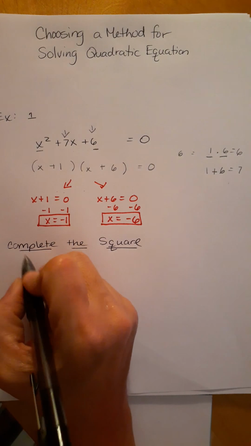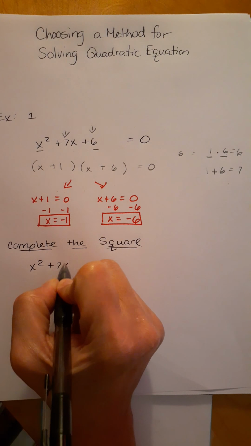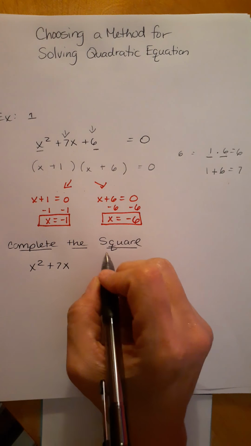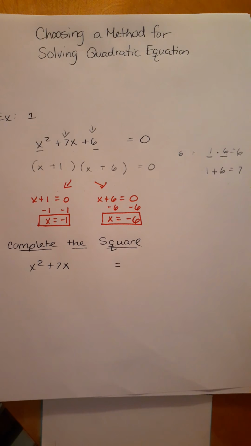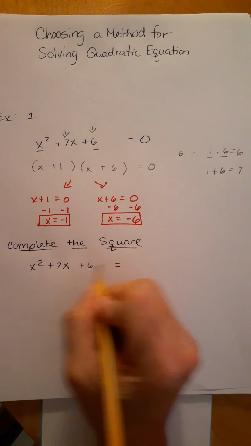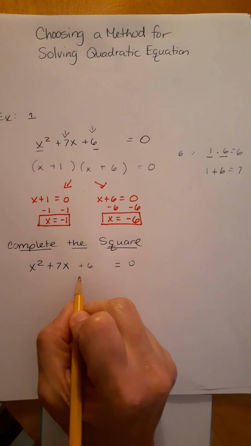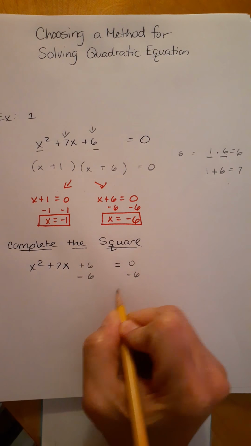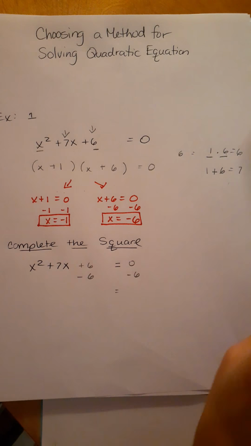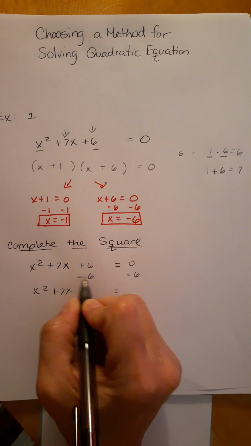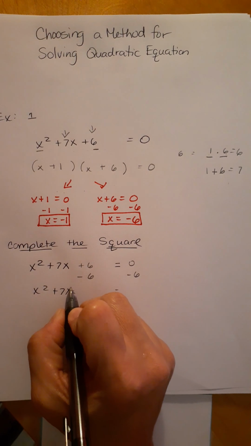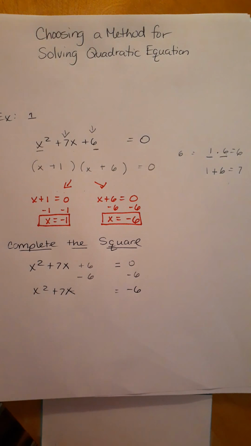I'm going to write x squared plus 7x equal to, now, let me start. This is plus 6, and that's a 0. To complete the square, I'm going to move that 6 over. Okay? That will give me x squared plus 7x. 6 minus 6 will go to 0, canceled out, and this is negative 6.